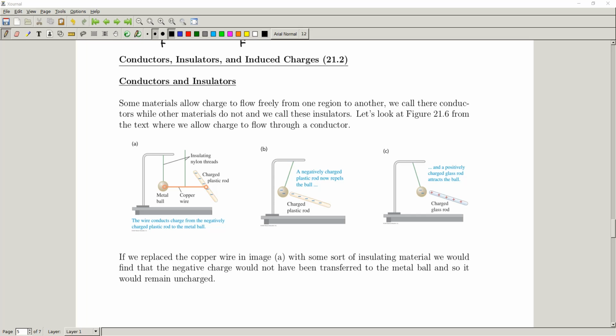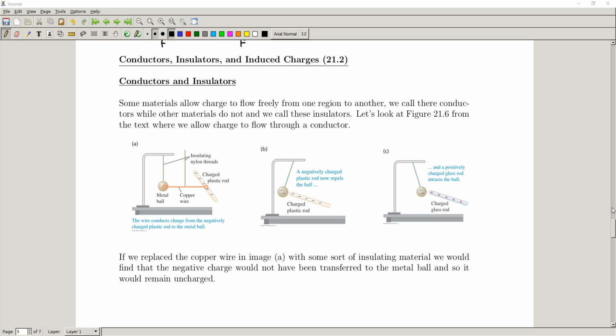And so let's take a look at figure 21.6 here from the text, and see, again, with a charged object, what we can do with these conductors, and what this setup is going to end up looking like as we end up charging or discharging things, right? So I wish I would have made this a little bit larger, but we'll try to work with it as is. So what do we have in part A here?